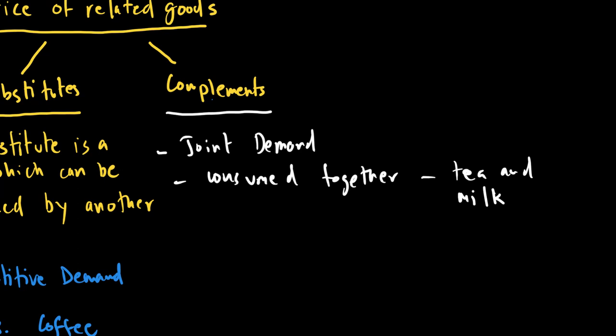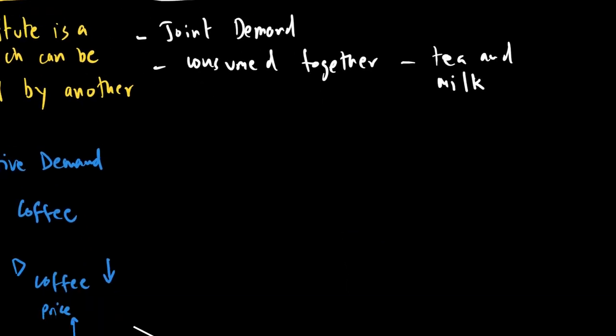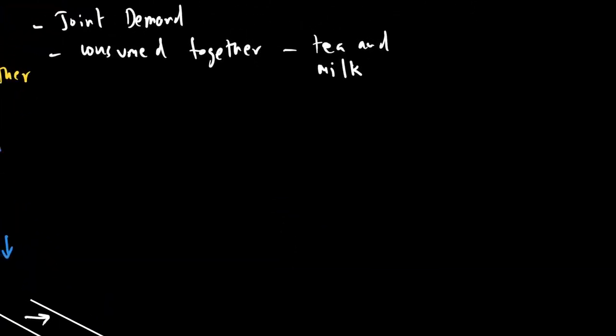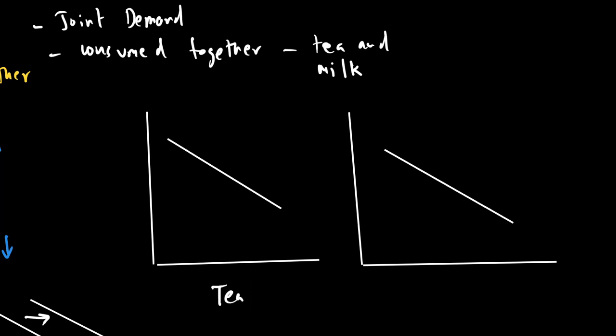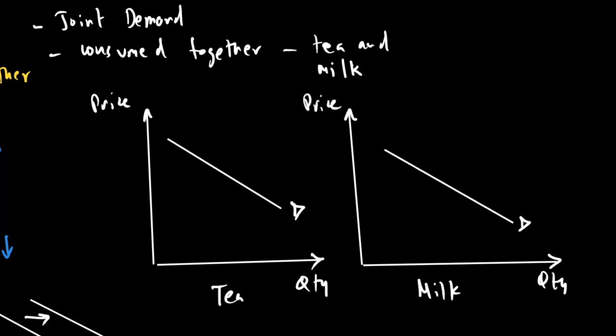And we will see that whenever there's a fall in the price of one good, for example tea, there will be an increase in the demand for its complement, which is milk, because more tea consumed will result in more milk to be demanded. We can draw a diagram to see this. So what we have here is demand for tea and demand for milk. So these are the two markets. And let's assume for some reason tea becomes cheaper.